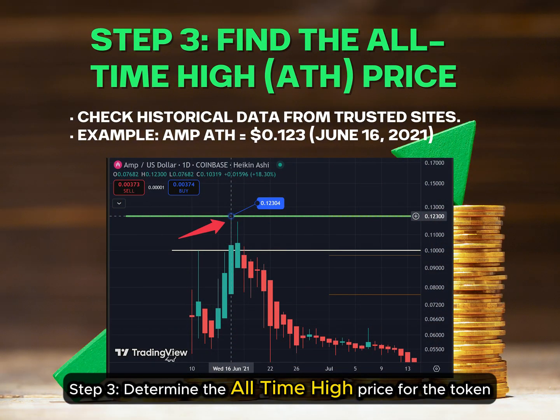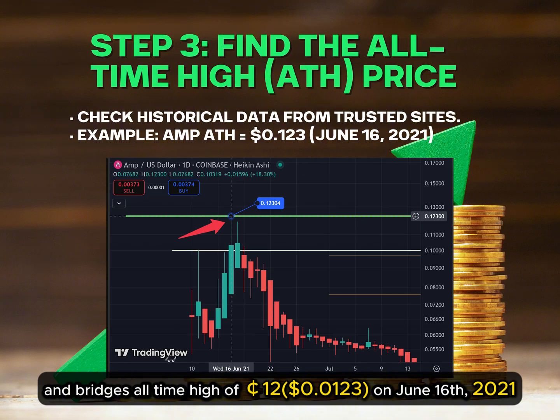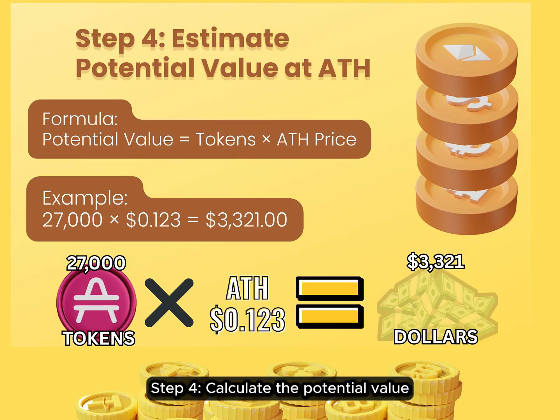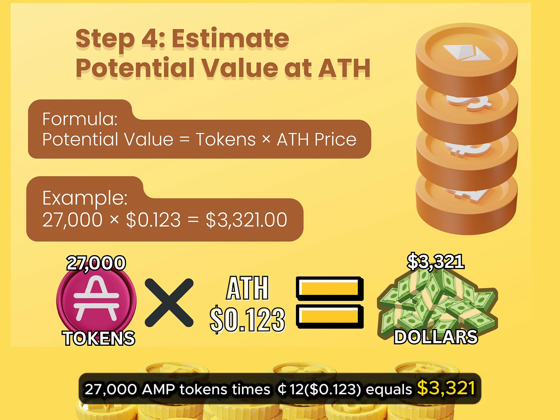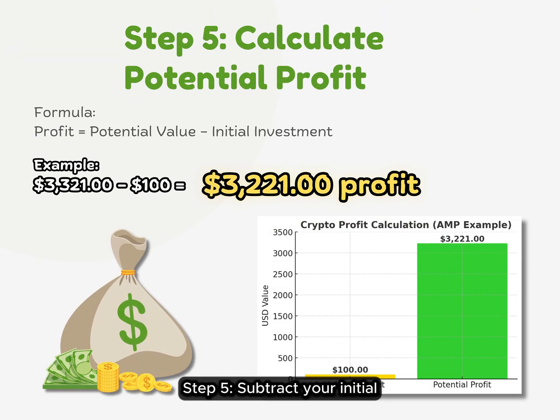Step 3. Determine the all-time high price for the token. AMP reached an all-time high of 12 cents on June 16, 2021. Step 4. Calculate the potential value if the token returns to its all-time high. 27,000 AMP tokens times 12 cents equals $3,321.